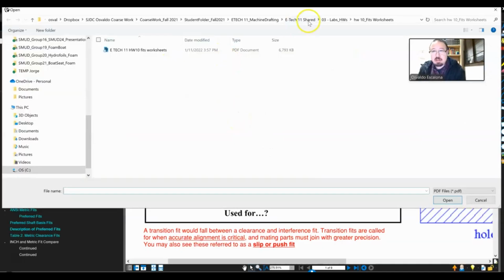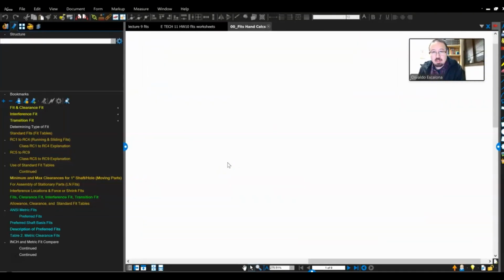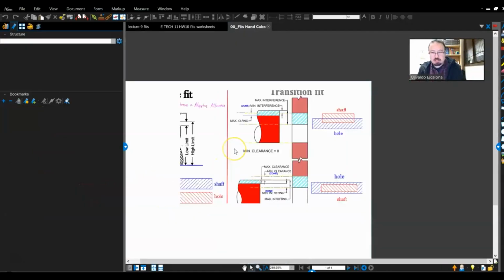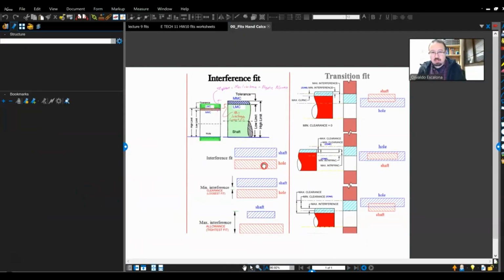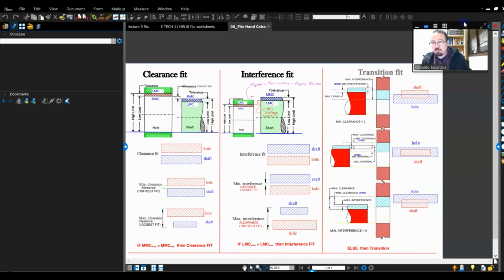which you should have somewhere in your folder. Let me look for the one that we're doing. We're doing fit calculations right now, and it should look like this. Again, if you want, you can print it in color. If not, just get yourself a highlighter. It will work the same way.